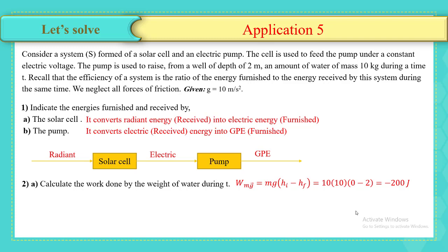In part B of this question, we have to calculate the energy furnished by the pump during time t. The energy furnished is the gravitational potential energy, which is equal to absolute value of the work done by the weight. So the energy furnished is 200 joule.